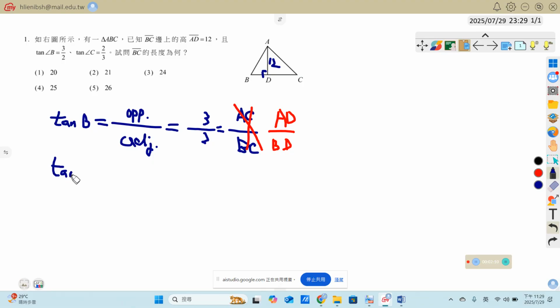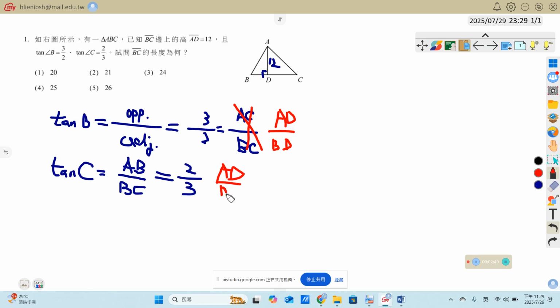Tan C equals AB over BC. Triangle ADC. And then... That's almost it. For angle C in triangle ADC, the opposite side is AD and the adjacent side is DC. So it should be AD over DC.